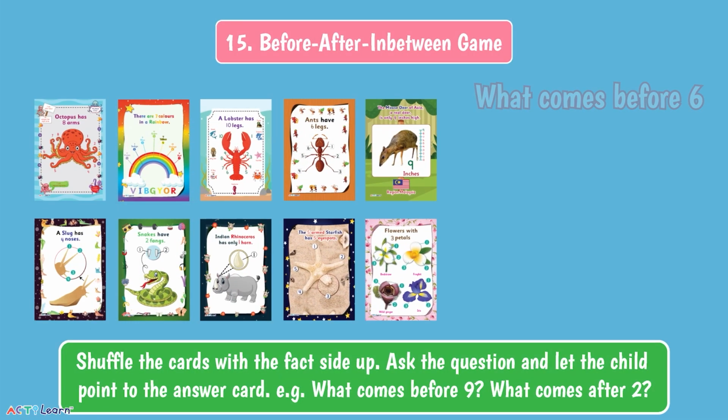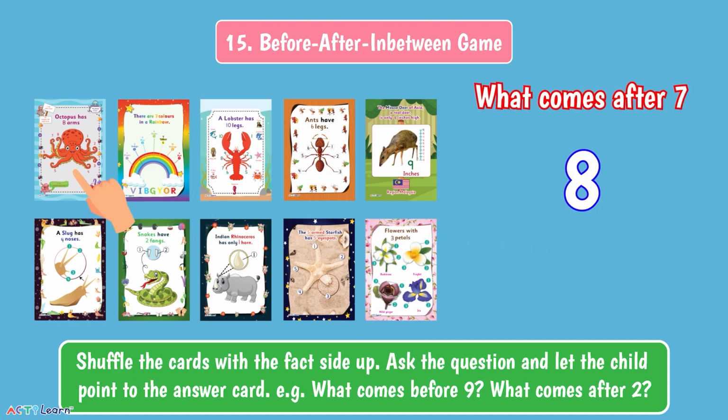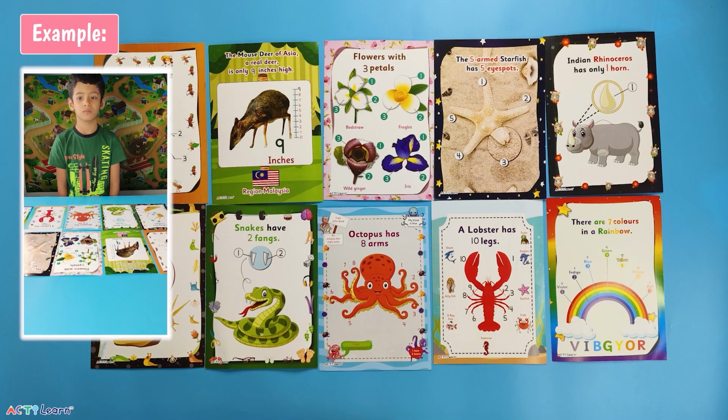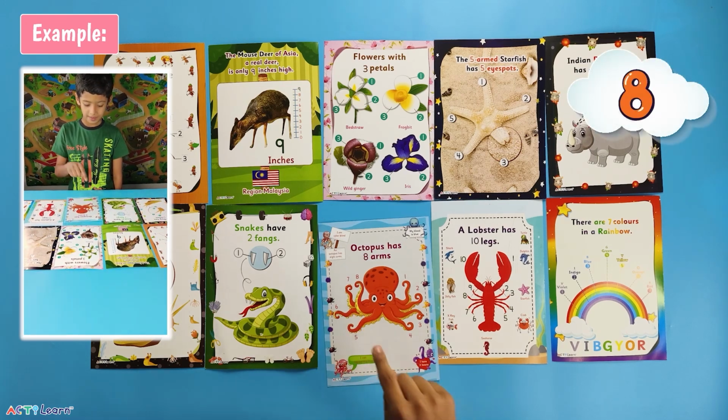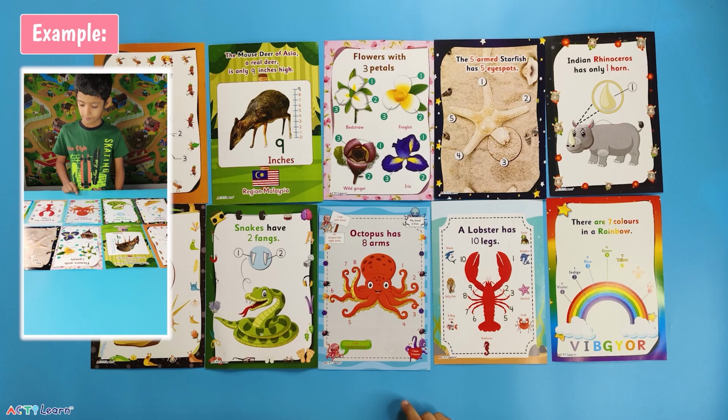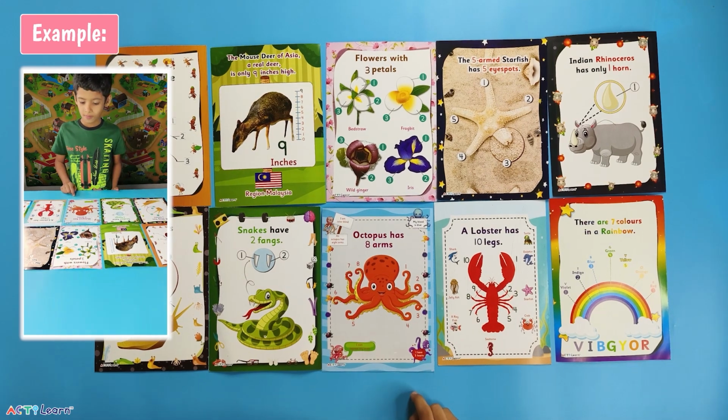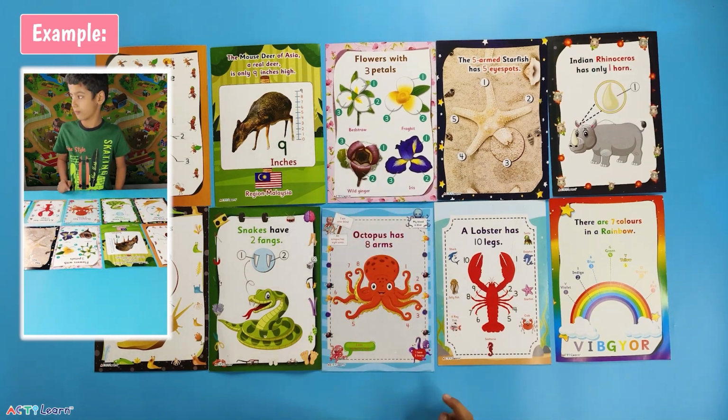Before, after, and in between game. Shuffle the cards with the fact side up. Ask the question and let the child point to the answer card. Example: What comes before 9? 8. What comes after 2? 3. What comes before 5? 4.